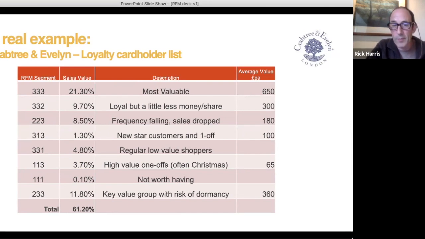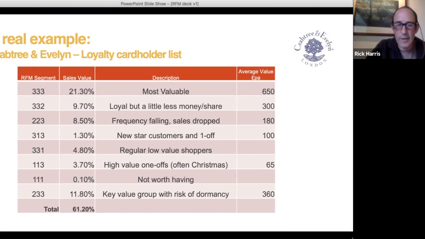Really topical at the moment is the 113s. Lots of catalogs, lots of retailers, e-tailers should be thinking about this right now. We haven't seen them for a while, they don't come very often, but at this time of year, they spend a lot of money, probably Christmas shopping.